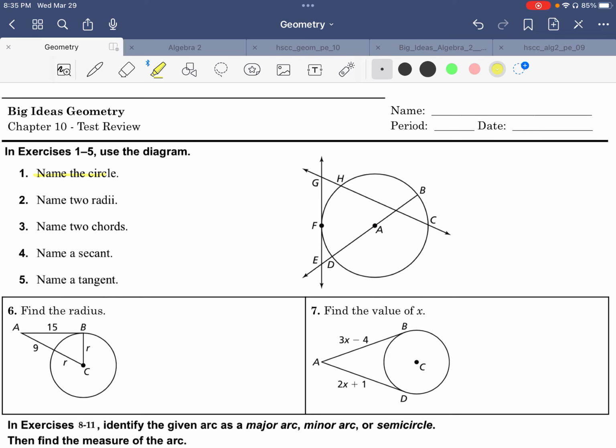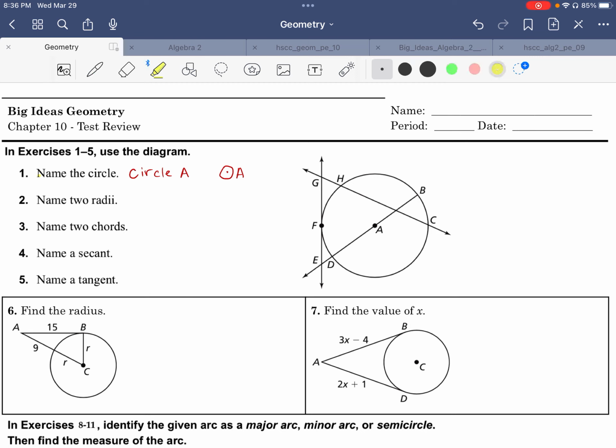Question number one says, name the circle. The name of the circle is based on the center, so I would say the name of this circle is circle A because the center is A. So we're going to call this guy here circle A. If you wanted to, you could also just write the circle symbol and then put the dot and then call it like that. That totally works.